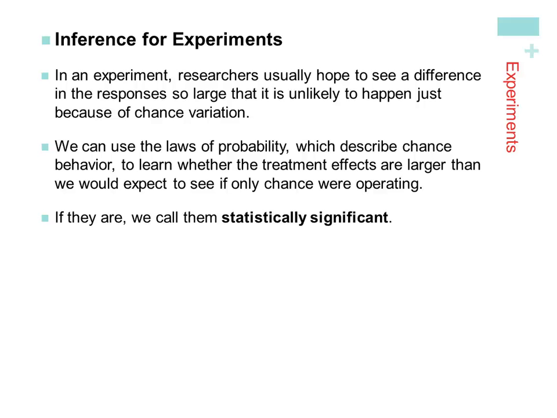And so, again, we talked about this with the Coke versus Pepsi experiment. We're going to use the laws of probability, which describe chance behavior, and we'll talk a lot more about that when we get to chapters 5 and 6, to learn whether the treatment effects are larger than we would expect to see if only chance were operating. If they are, then we talk about statistically significant results. And I know we discussed this a lot with the Coke versus Pepsi, but this is the driving force behind what we do in statistics. We want to establish significance when we can, okay?